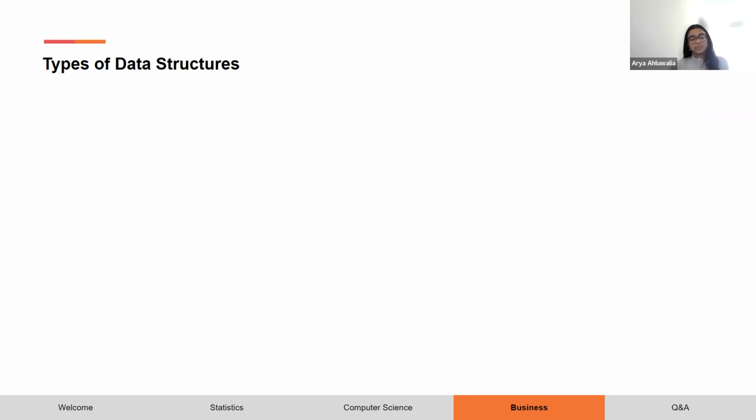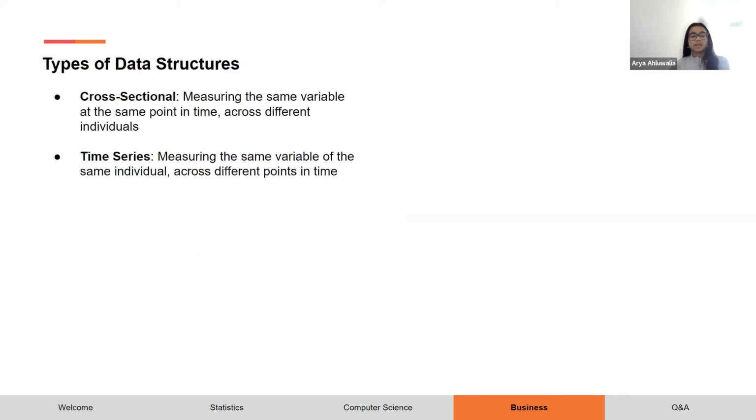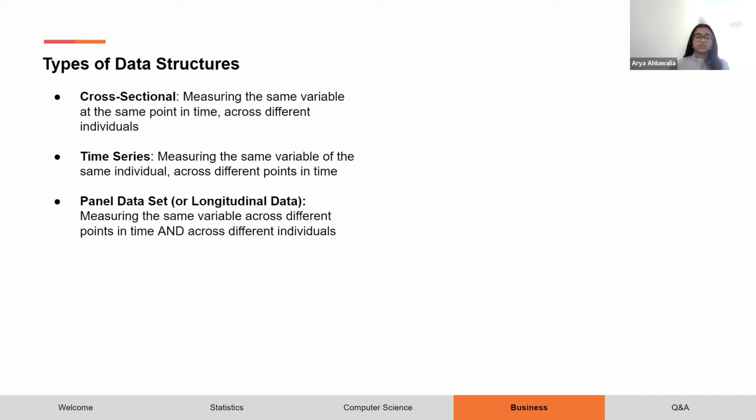Let's also go over types of data structures. There are actually three main types: cross-sectional data, time series, and the panel data set. Cross-sectional is when you measure the same variable at the same point in time, but across different individuals. Time series is also the same variable, but this time across different points in time. And a panel data set is a combination of the two, so it will be across different points in time and across different individuals.